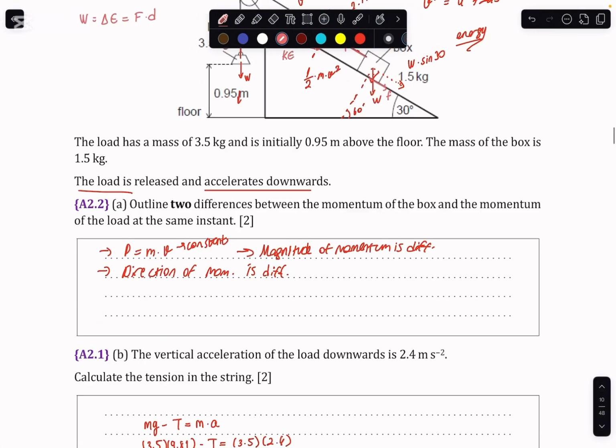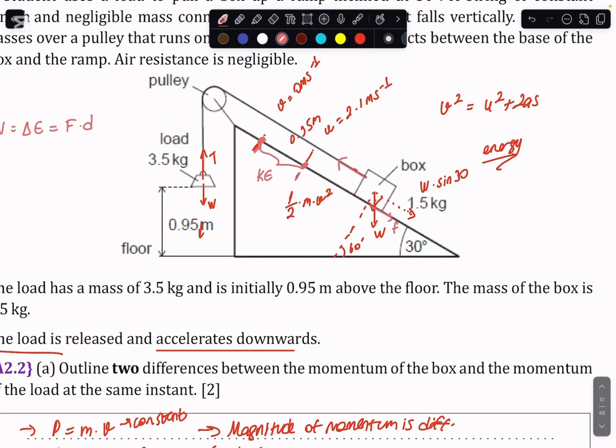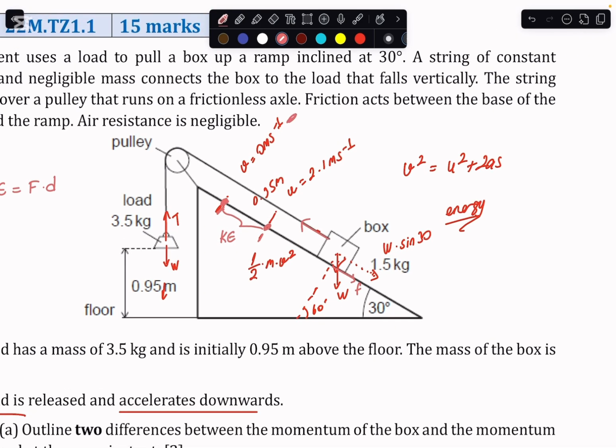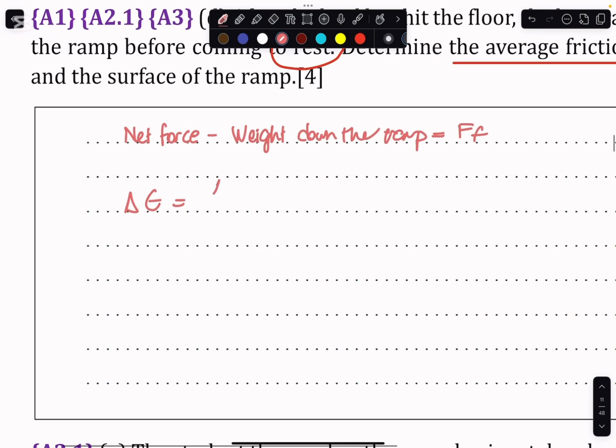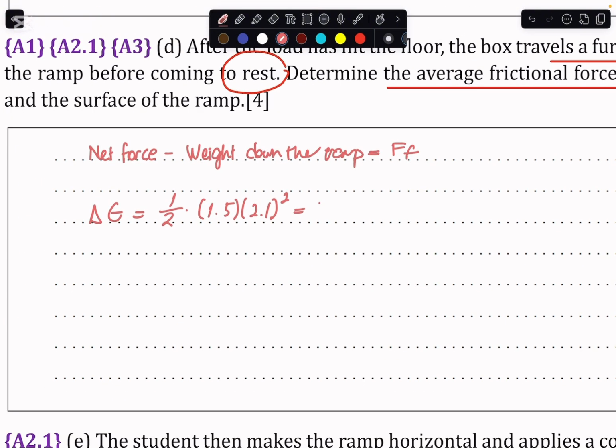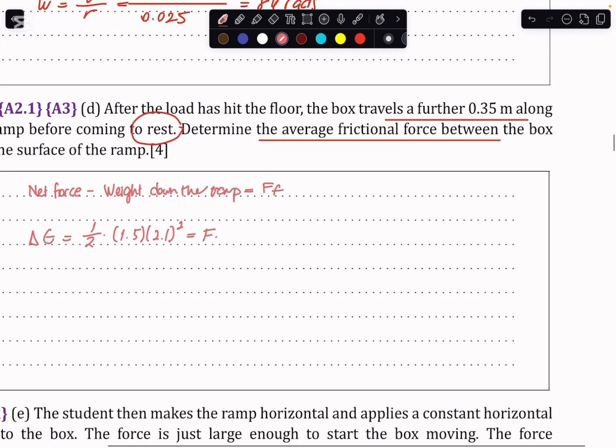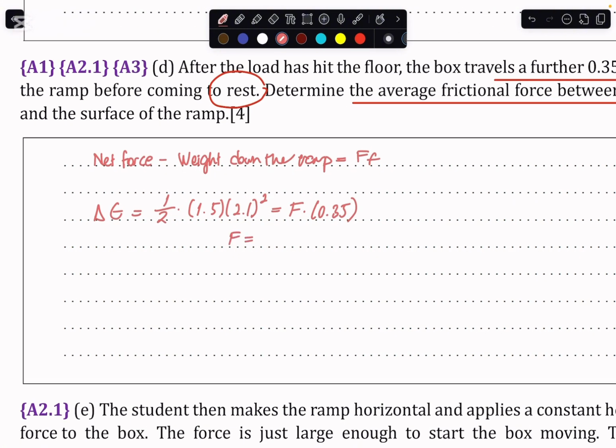So for the change in energy, our initial energy, we say it's zero because we are just considering the moment it travels from here to here. So it has zero velocity here. The kinetic energy here is zero. It's bigger here. So the kinetic energy that is lost here is going to be our change in energy, which is 1/2 times m, so 1.5 kilograms times 2.1 squared. And this is going to be equal to force times distance, which is 0.35 meters. So the net force that we'll have here is 9.45 newtons.